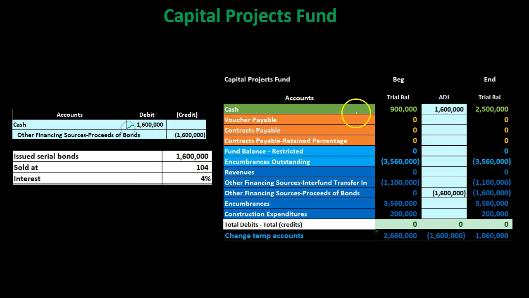So we've got cash then. Cash is going to be debited. The other side goes to other financing sources, so other financing sources in the credit direction.